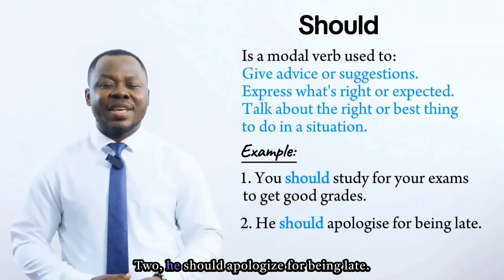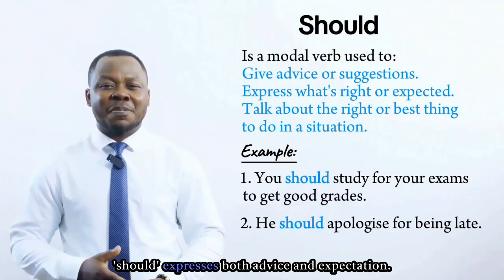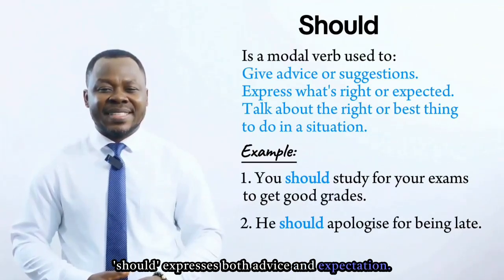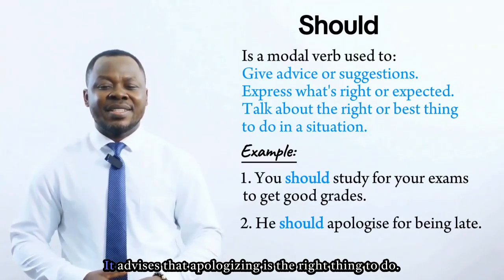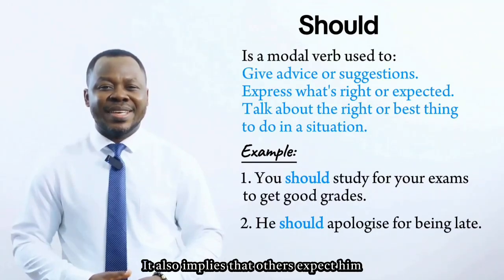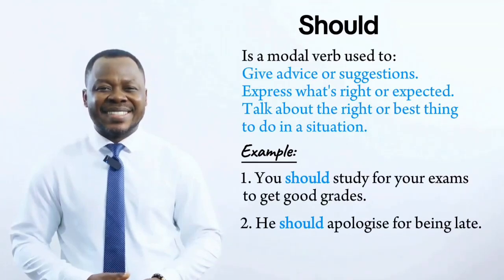Number 2. He should apologize for being late. In this sentence, should expresses both advice and expectation. It advises that apologizing is the right thing to do. It also implies that others expect him to do so as the proper action.